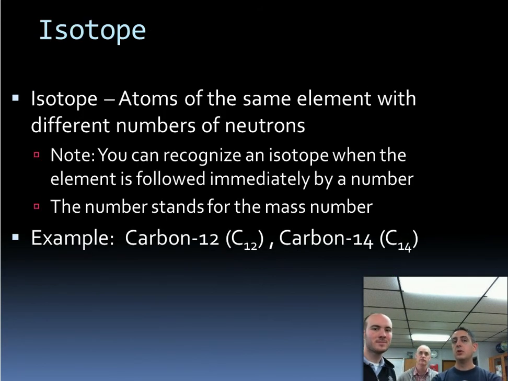So what I just mentioned about adding and taking away neutrons is what an isotope is. Isotopes are atoms of the same element that have different numbers of neutrons. The easiest way to recognize an isotope is when the element is followed immediately by a number. It's called isotope notation. The example here is carbon-12, with a hyphen, or C with a little 12 underneath it. What they're telling you is which specific type of carbon you have.